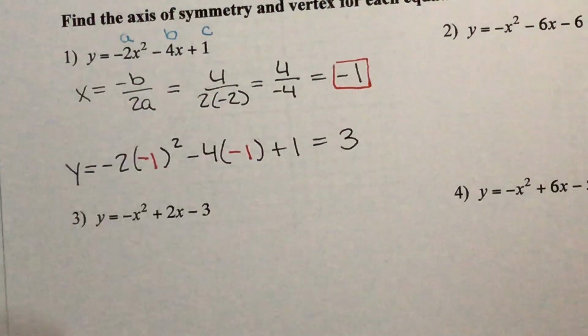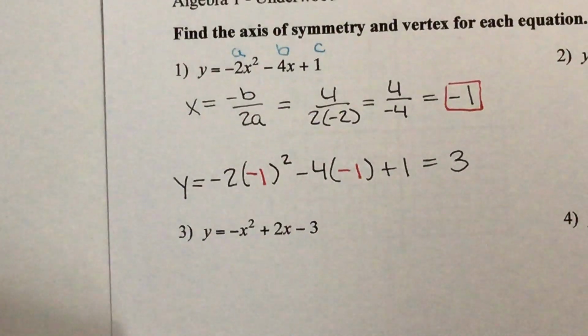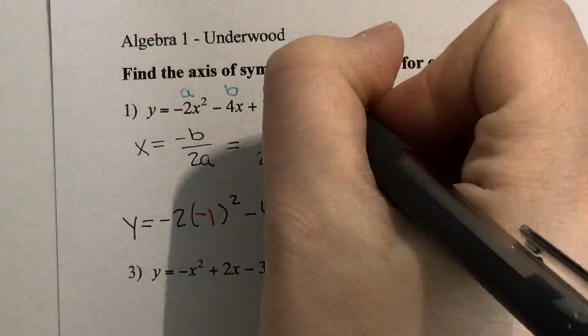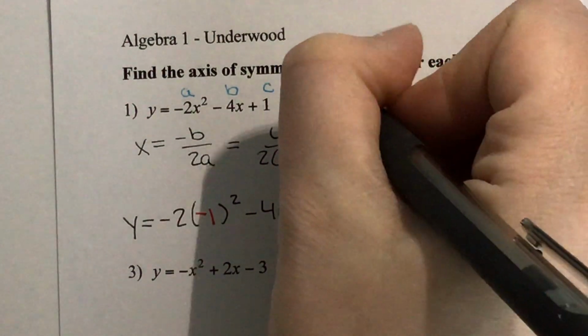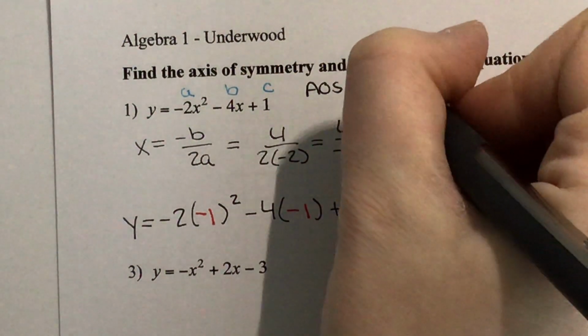All right, so my axis of symmetry, I didn't leave a lot of space for this, did I? I'll put it up here. Axis of symmetry, x equals negative 1.